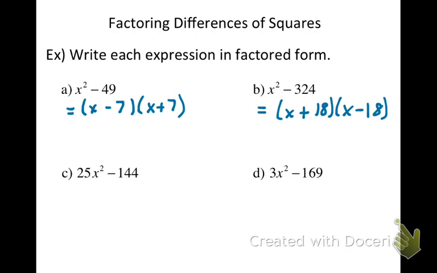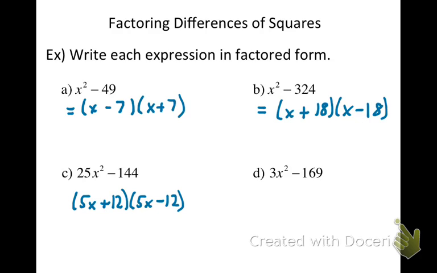So surely you've got the hang of this already. Let's look when a is not 1. Still the same idea. I'm going to take the square root of 25x squared. That's 5x. I'm going to take the square root of 144. That's 12. And I'll make one factor the sum of those two numbers, one factor the difference of those two numbers.